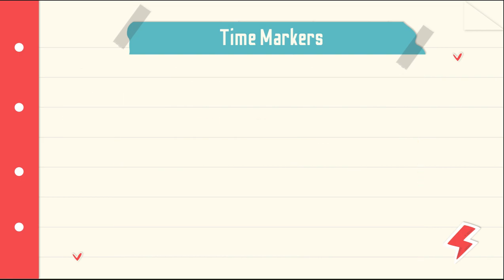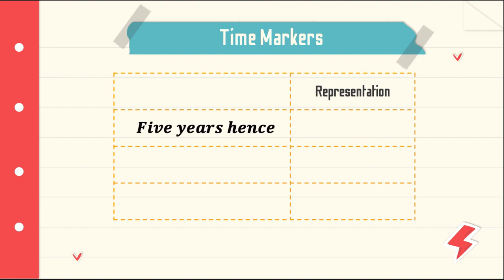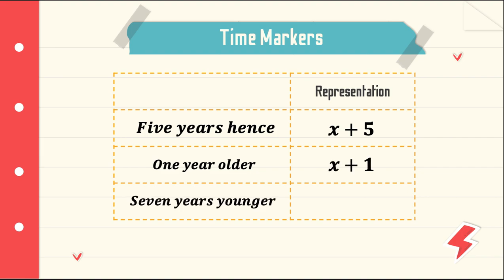What are the other time markers that we are using? We can also have 5 years hence. It is a future age. So it will be represented as x plus 5. And then 1 year older. So that is x plus 1. And lastly, 7 years younger. That can be represented as x minus 7. So don't forget these time markers because they will really help us to translate each of the statements later so that we can have the correct equations to solve for the given problem.